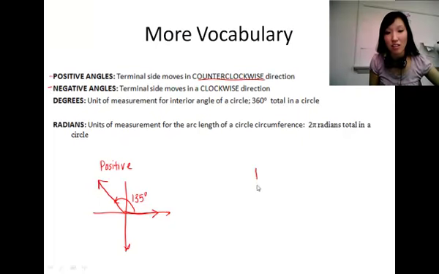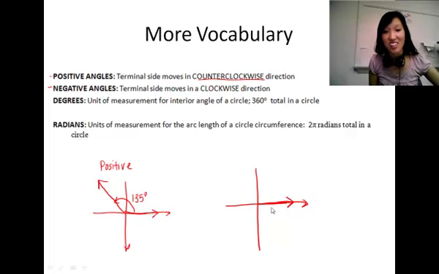Versus a negative angle. If you're going to have a standard position angle, you're going to again start on that positive x-axis with the initial side. And then this is a negative angle, so it's a dark angle. It goes down below, and then it might come back up. But here we have something like that. So that would be the same thing as about 225 degrees, and that would be negative, because we went in the clockwise direction, down below.